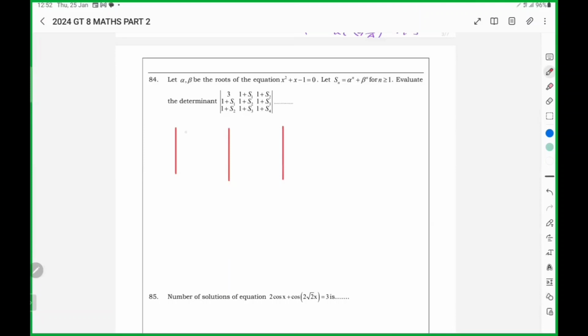So here 1, 1, 1, 1, 1. I will write so to get 3. Here S1 means alpha plus beta. To get alpha plus beta, I'll write here 1 into 1, 1 plus alpha plus beta, which is S1. S2 here is alpha square plus beta square. Alpha square, beta square. Here 1 plus S1 I will write here. S1 means alpha plus beta required. 1 alpha beta 1 plus. So like that if I write.